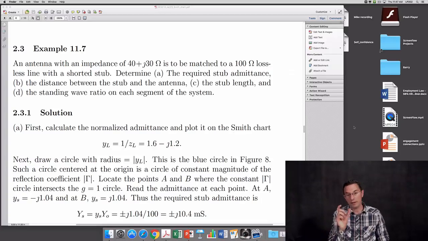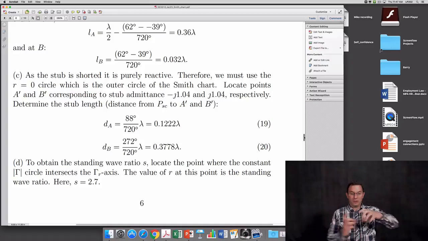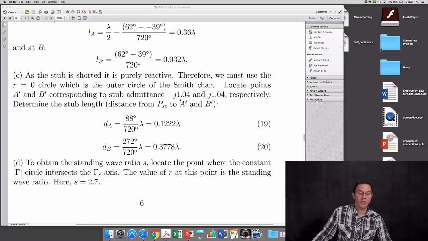C, the stub length d. Okay, in other words, the question is, how long do we need to have the parallel stub there, how long does that need to be in order to achieve a normalized admittance of negative j1.04 if we're doing the match at A, or positive j1.04 if we're doing the match at B? How do we achieve that? Okay. Well, we need to look at the stub length, which is the distance from the short circuit point to A prime and B prime.